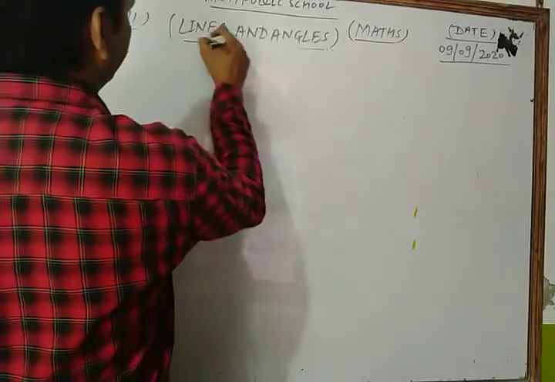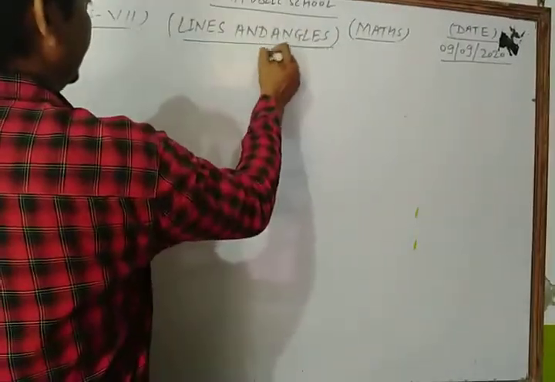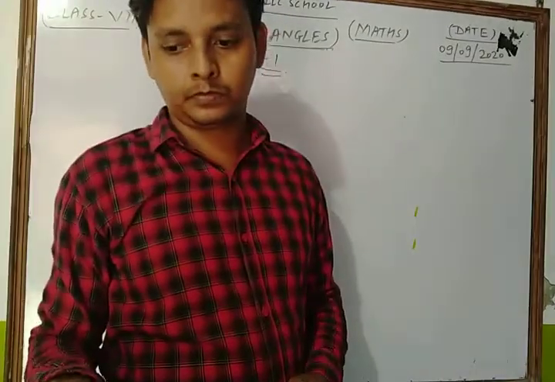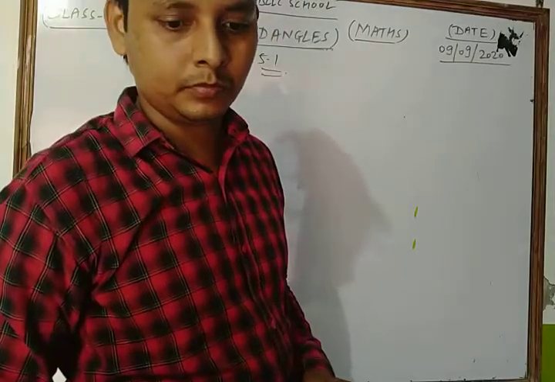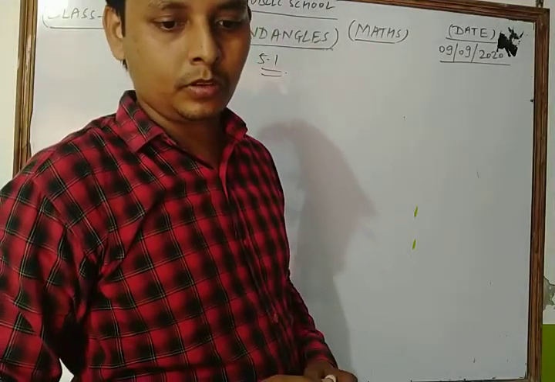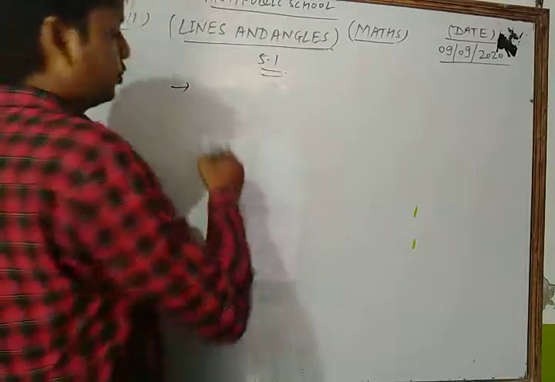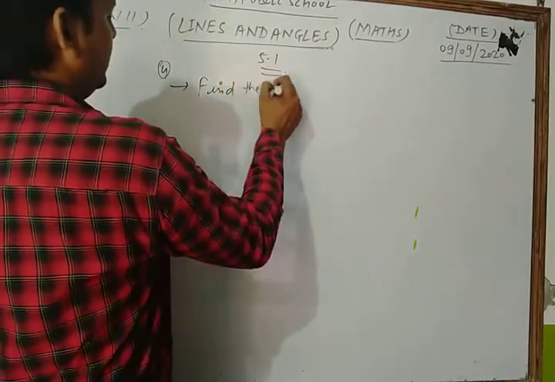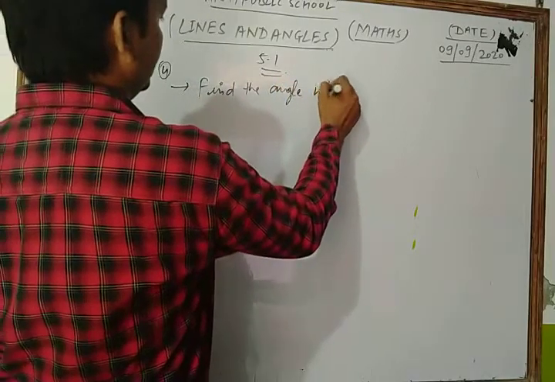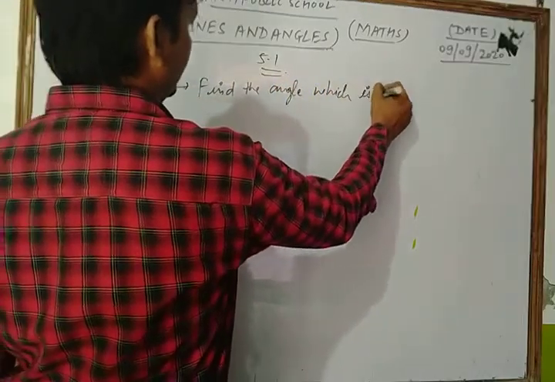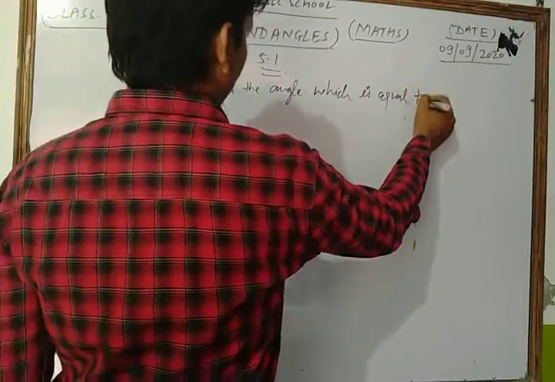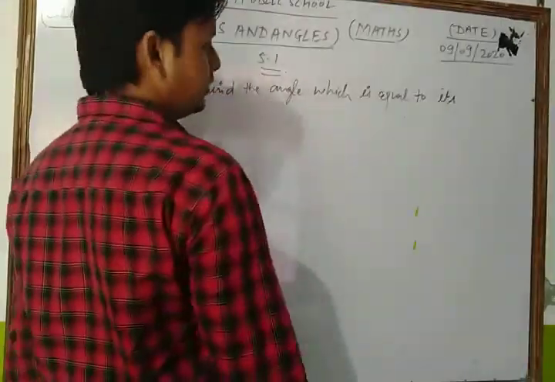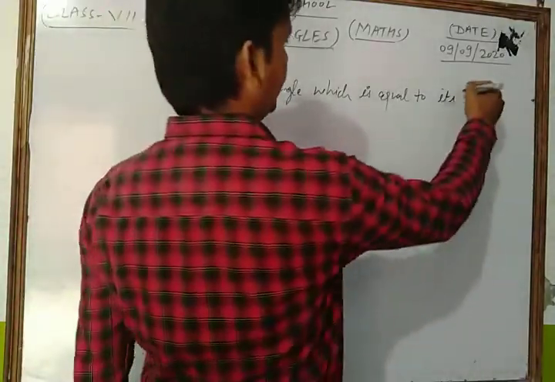And in exercise 5.1, take a question. Question number 4. Find the angle which is equal to its complement.